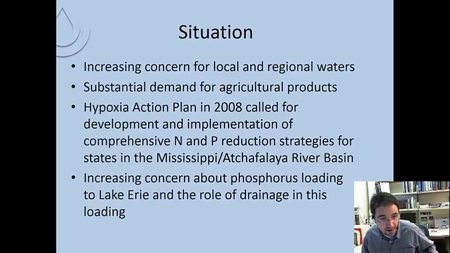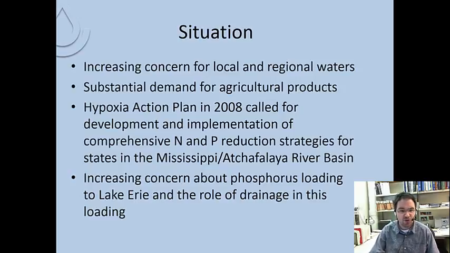And again, that phosphorus loading in our Great Lakes Basin, Lake Erie in particular, and the role that drainage plays in that is critical, and something we're going to be faced with looking at into the future.